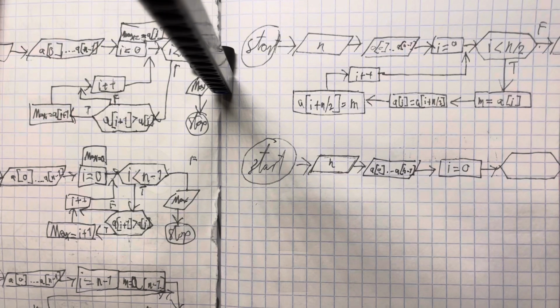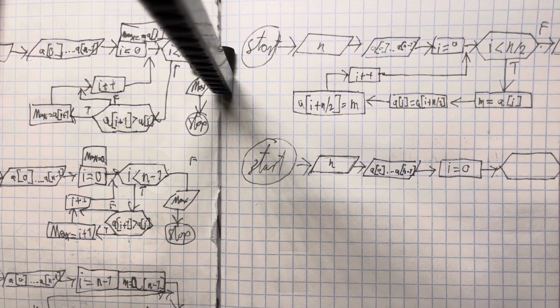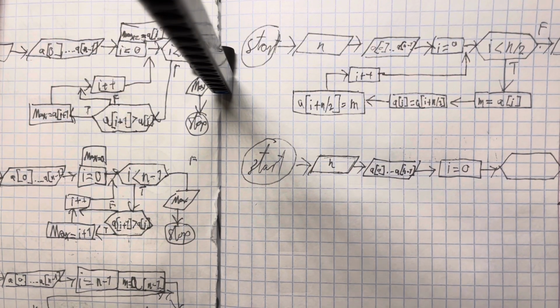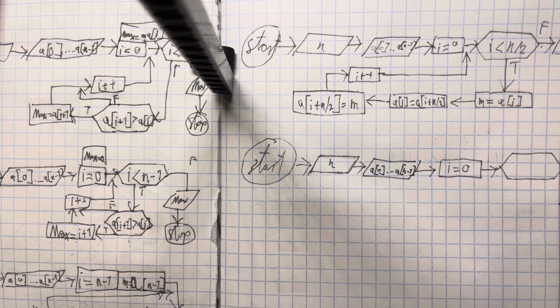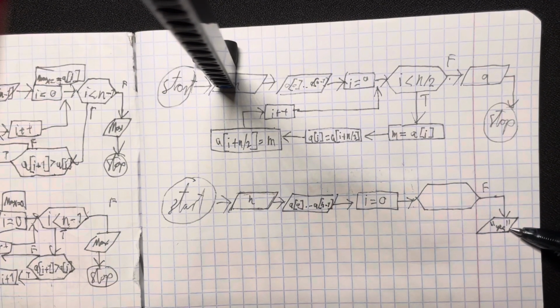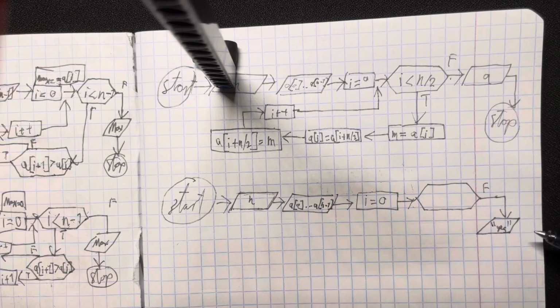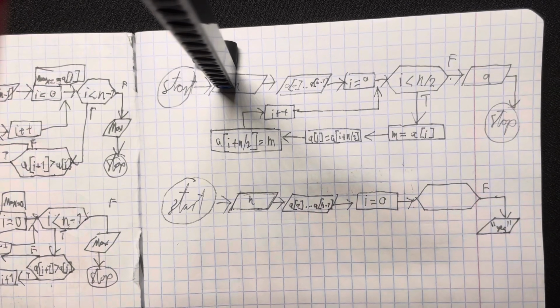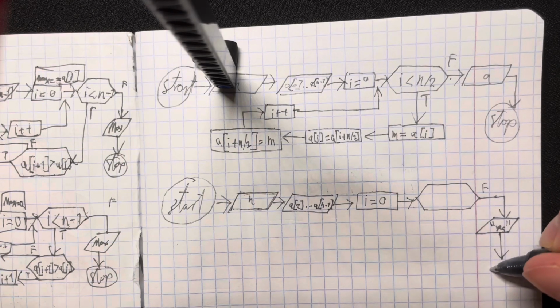We make that when it's false, we output "yes". And I put it in quotation marks. Oh, sorry, you can't see it. I put the output in quotation marks because it's text. It's not a digit or variable. So you have to put it into these quotation marks, and then we go into stop.